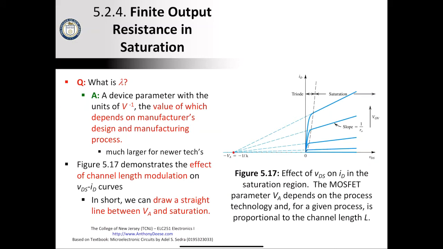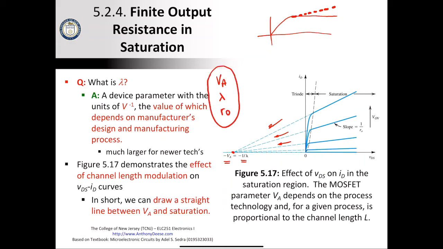The main difference we'll see between the VI curve with and without channel length modulation is that without channel length modulation, this is flat. With channel length modulation, it begins to ramp up. All of these lines will intersect at a point called negative VA, which is equal to negative 1 over lambda. So you can see the relationship between VA, lambda, and RO, three different ways of describing whether channel length modulation has an effect.